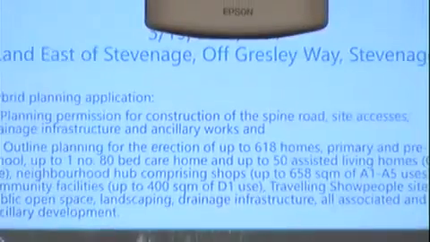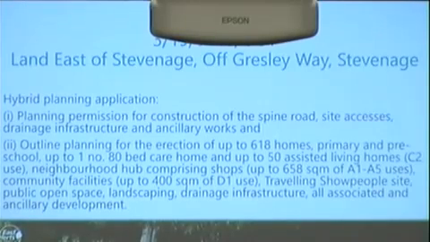This is important to keep in mind, I think. This is a hybrid application. It's for, one, planning permission for construction of the Spine Road, site accesses, drainage, infrastructure and ancillary works, and then two, for outline planning permission for the erection of up to 618 homes, primary and preschool, up to a 180-bed care home and up to 50 assisted living homes, neighbourhood hub comprising shops, community facilities, travelling show people site, public open space, landscaping, drainage infrastructure, all associated and ancillary development at land at east of Stevenage off Gresley Way, Stevenage. The recommendation is that the application be approved.